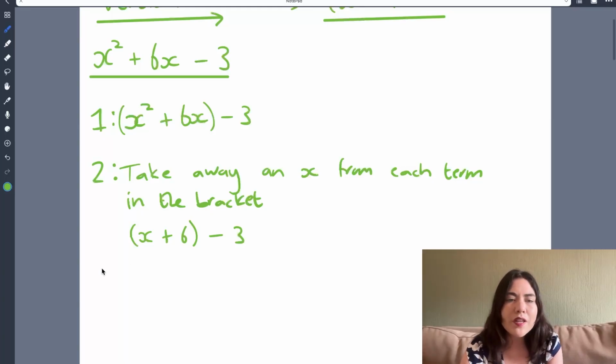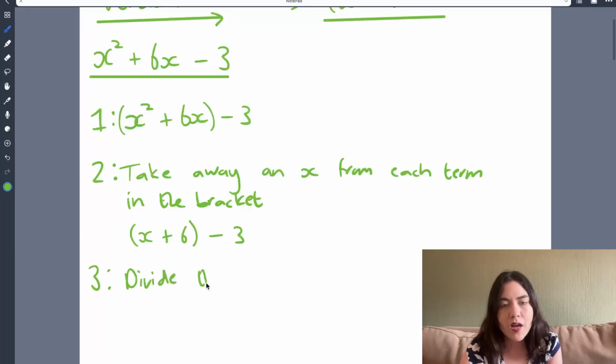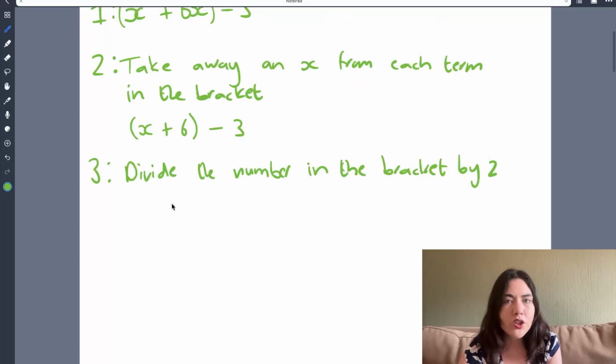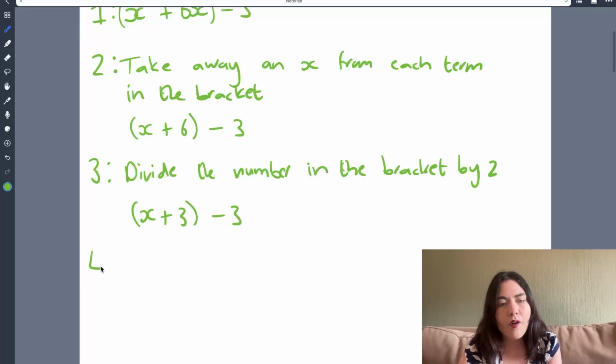All right, now we're looking at step 3. Step 3 has us dividing the number in the bracket by 2, and it's always 2. So what does that look like? Well, 6 divided by 2 is 3, so we're going to end up with x plus 3 minus 3. All right, what is step 4?